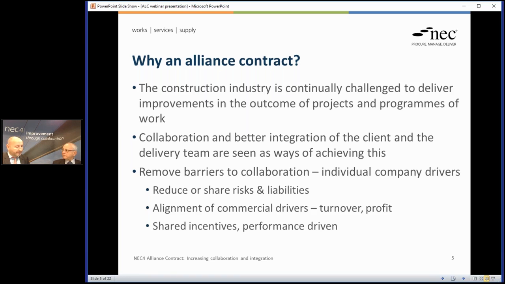And also, people don't have the same objectives commonly. Some people want to increase their turnover, some people may want to look to have reasons to claim variations or compensation events. And by trying to avoid those issues, trying to create reduced risk or shared risk, aligning objectives, everyone's pulling together to achieve the same overall aims that suit what the client's looking for, we think it will lead to improved performance. So it's trying to create a contract and an environment to allow that to happen, to remove those barriers.